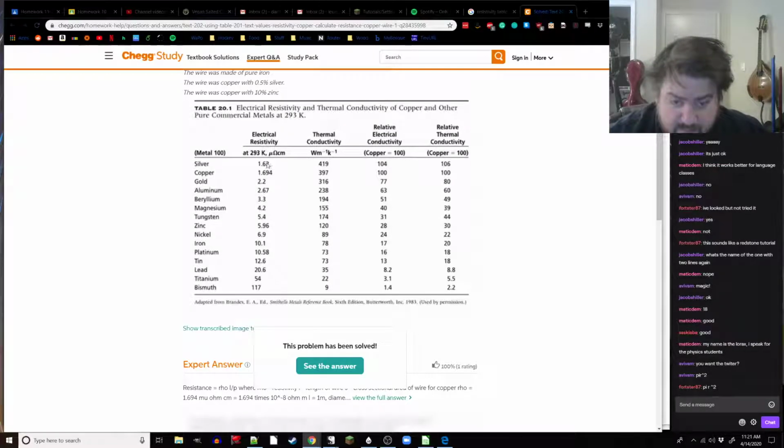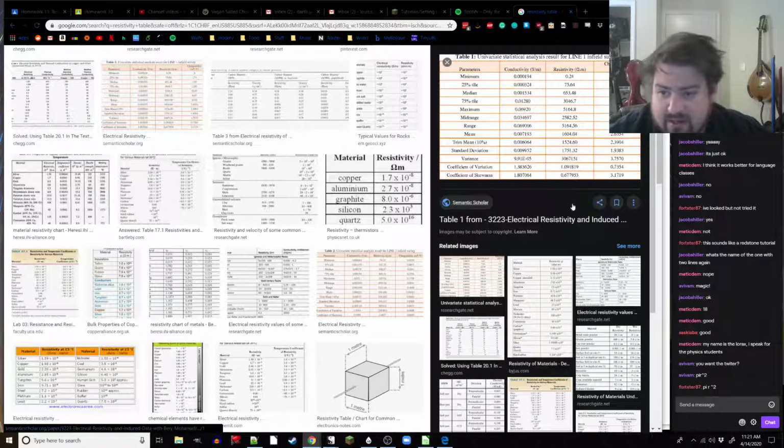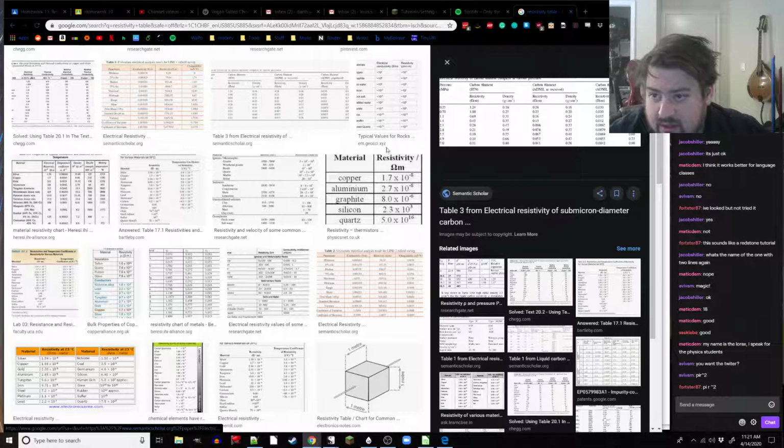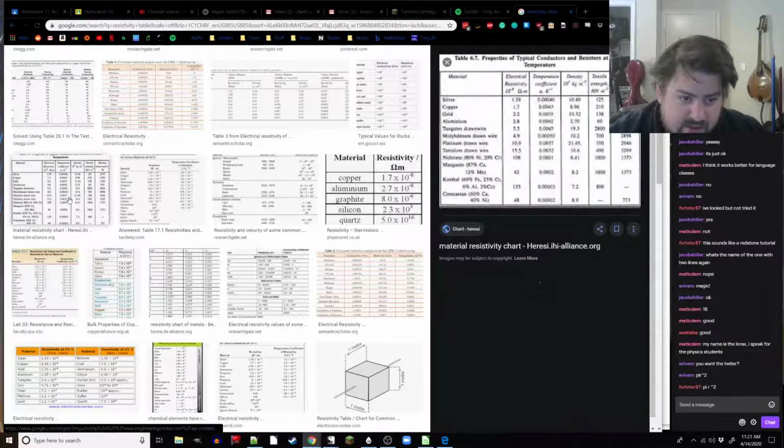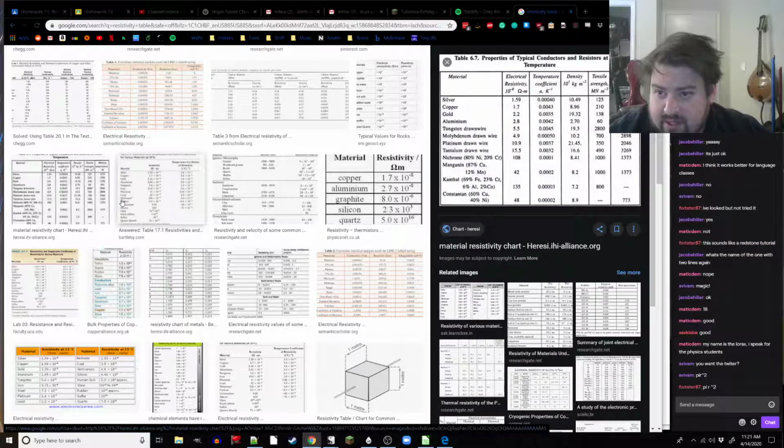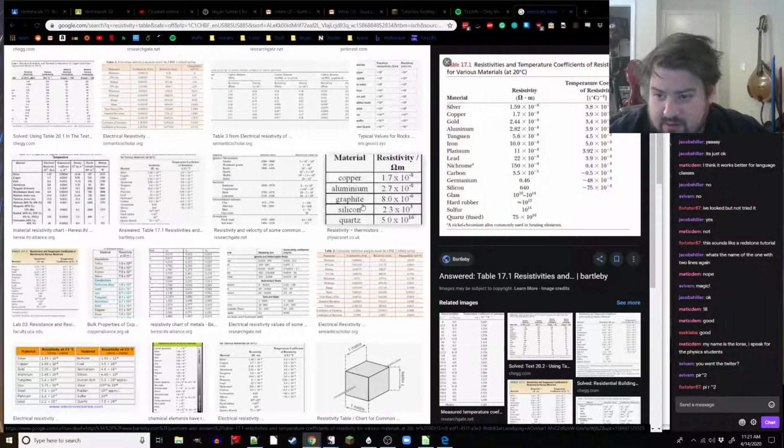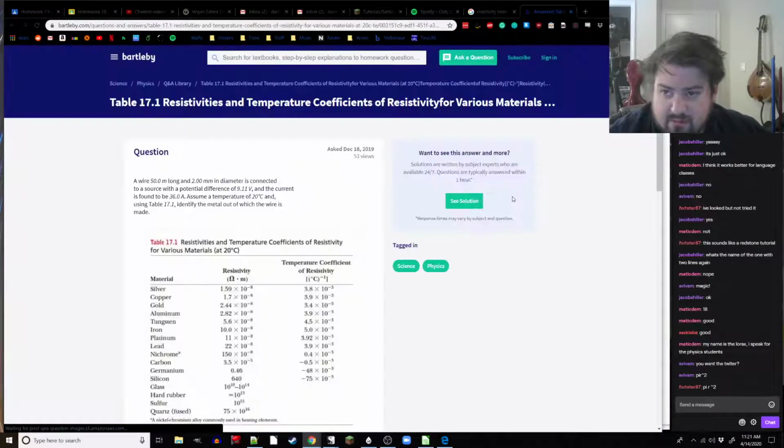You can see silver, copper, gold are pretty conductive, with very small resistivities. We're talking about micro ohms, whereas these are all good conductors. Oh, these are all pure commercial metals. That's not very helpful for us. We want the full range. That is not what I'm looking for. This is where it would have been really nice to actually look it up beforehand. Here we go. Here's an actual table.